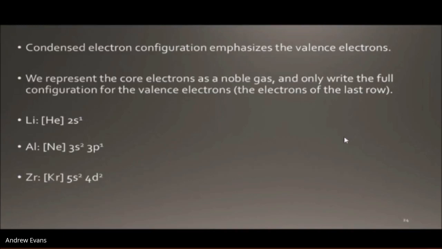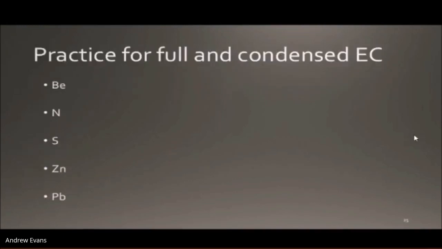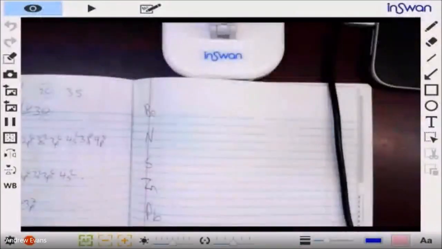So we're going to do a couple of these on the next slide or so. First, let's practice the full electron configuration. Let me write these guys down real quick so I have something to work off of. Beryllium, nitrogen, sulfur, zinc, lead. Some of the early ones, you're like, ugh, there's not really a good reason to need the condensed. But some of the later ones, it becomes abundantly clear.